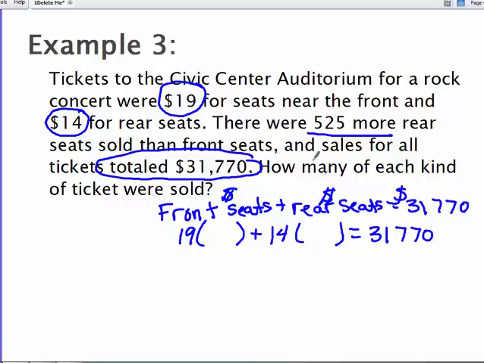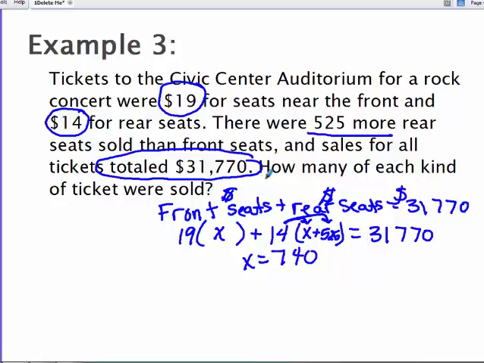That's the part we're missing. So it says there were 525 more rear seats sold than front seats. So in my mind, I would make front seats X, and I would make rear seats X plus 525, since there were 525 more rear seats sold. As you solve down through this problem, make sure you distribute here, that's a biggie, have those parentheses and distribute. I got X to equal 740.